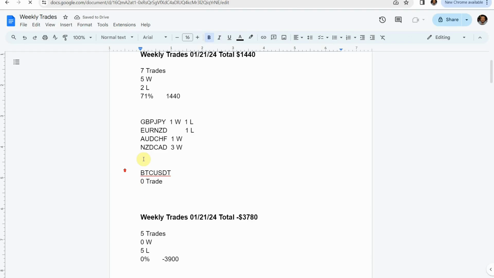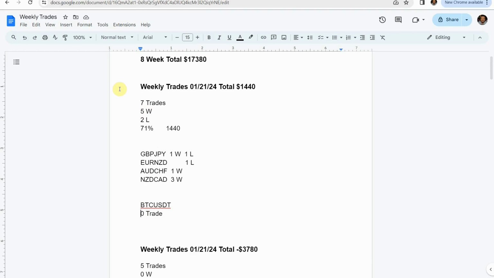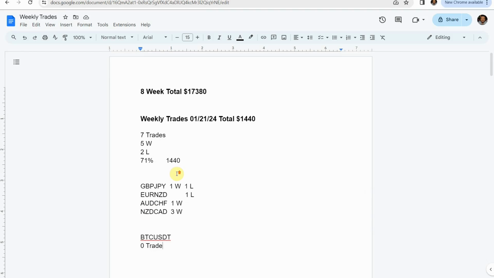So let's go ahead and look at the weekly signals. And so this is using the Academy of Forex indicator on these 4 Forex pairs and this one crypto coin. This is on the 30-minute time frame. Each week we take a look at the signals and we keep track of them. Last week they did 7 trades with 5 winning trades and 2 losing trades, putting it at a 71% win rate, a gain of $1,440. No trades on the crypto coin.